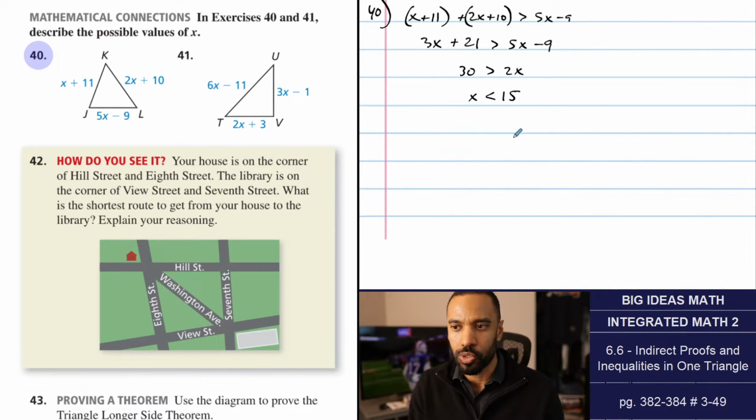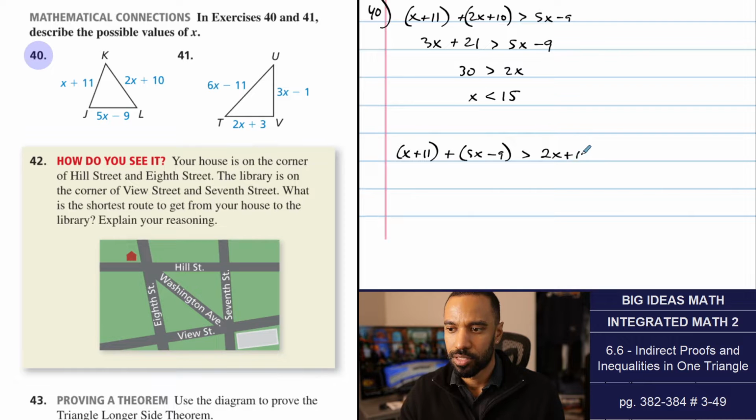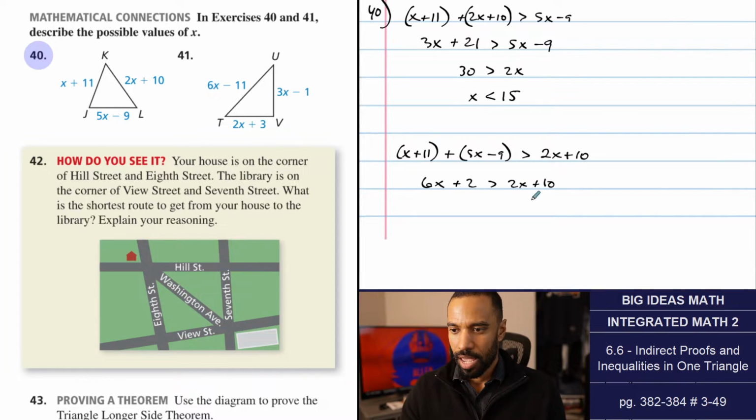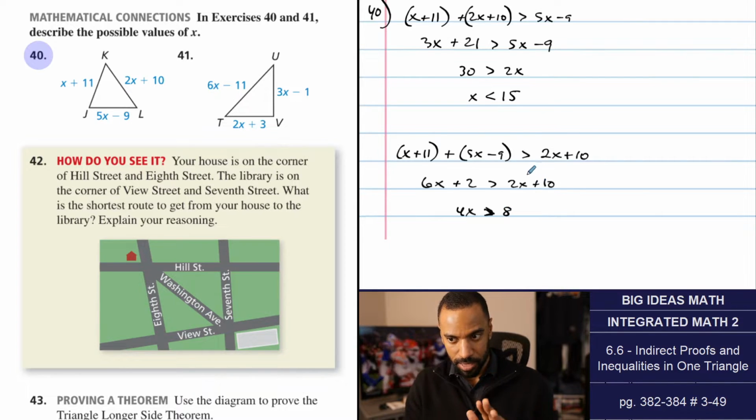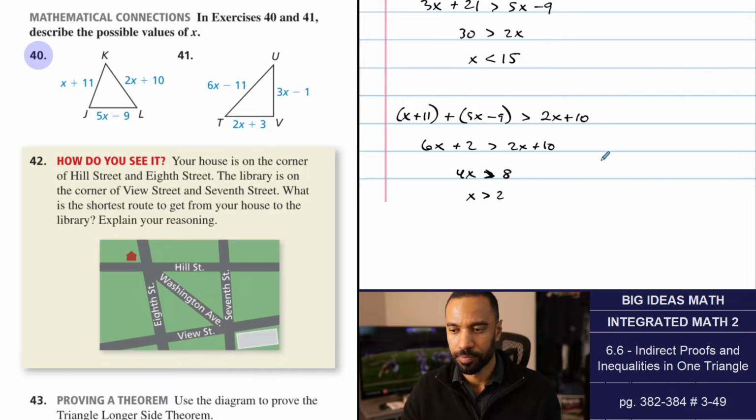Now let's look at another restriction case. We'll keep doing some of the same stuff. Let's treat x plus 11 and 5x minus 9 as the two shorter sides, and make it greater than 2x plus 10. Let's see how this works out. x plus 5x is 6x. 11 minus 9 is 2. And here, if I subtract 2x and subtract 2, I kind of like this problem, I applaud their setup in making these numbers so clean. Divide by 4, you get x is greater than 2.